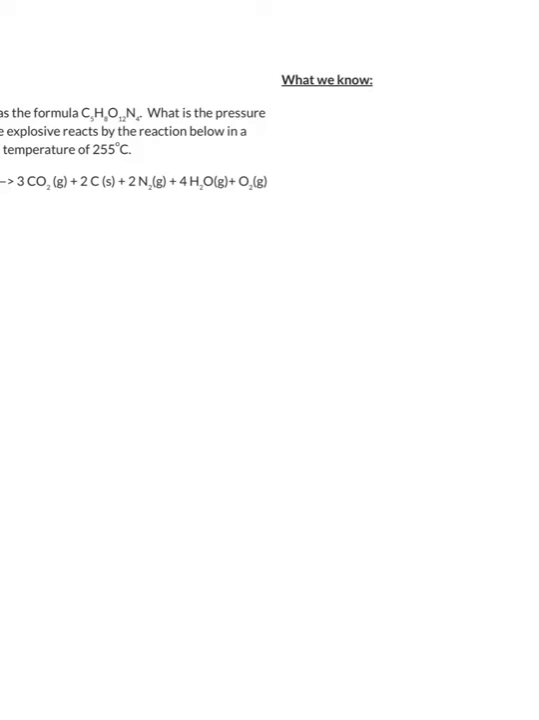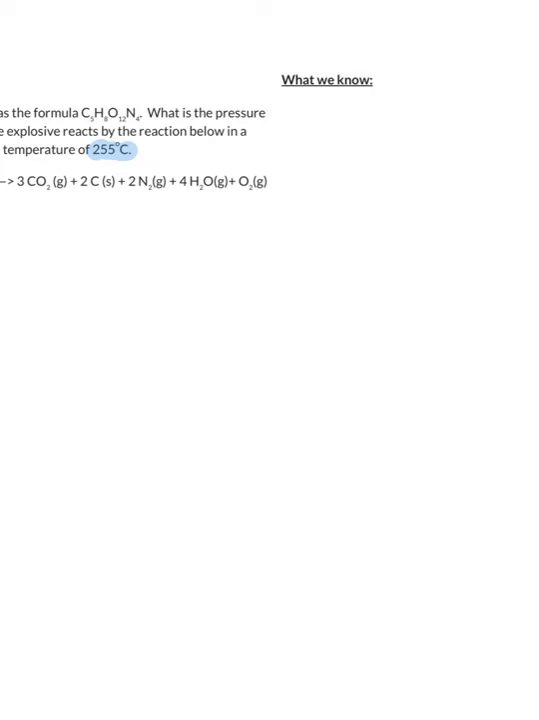A chemical explosive has the formula C5H8O12N4. What is the pressure exerted if 0.500 grams of the explosive reacts by the reaction below in a volume of 1.75 centimeters cubed at a temperature of 255 degrees C? And here's the formula.